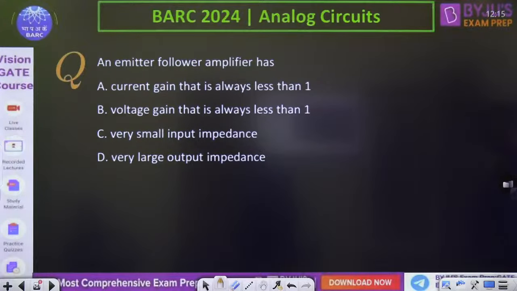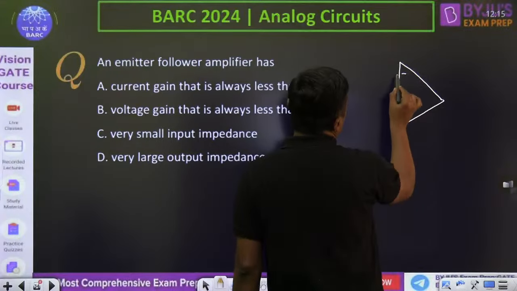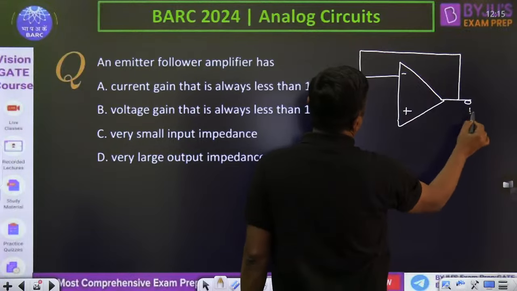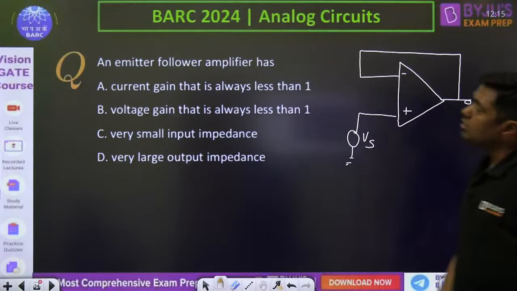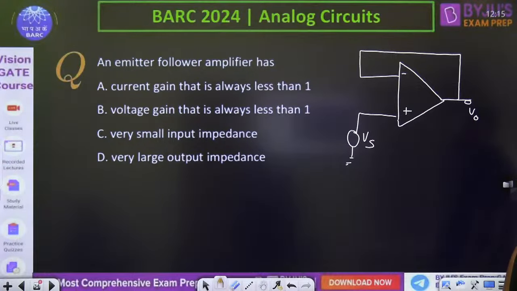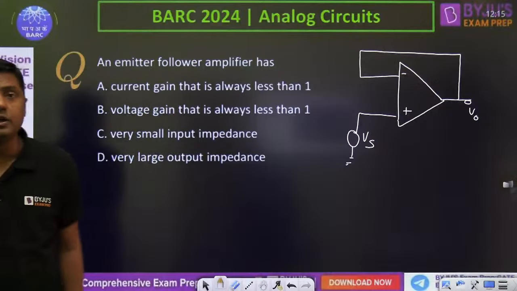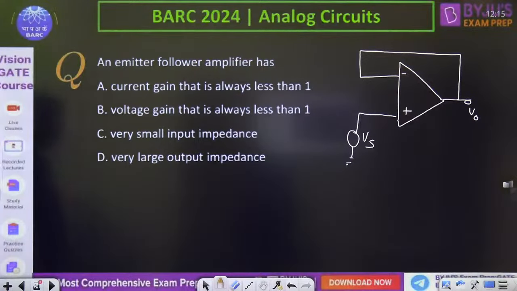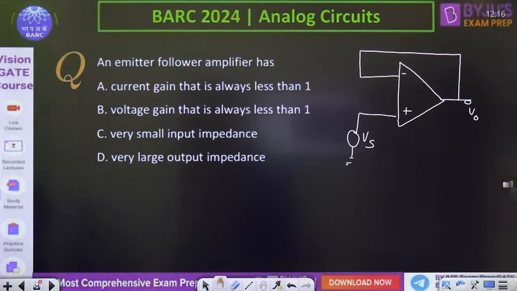Okay, now tell me, we know the emitter follower. We just made a question on the emitter follower. Current gain is always less than 1. Voltage gain is always less than 1. Very small input impedance, very large output impedance. Which answer is correct? Emitter follower. They are not going to give you the diagram, you have to tell the answer directly. Tell me, what will be the answer for this question? Okay, tell me.